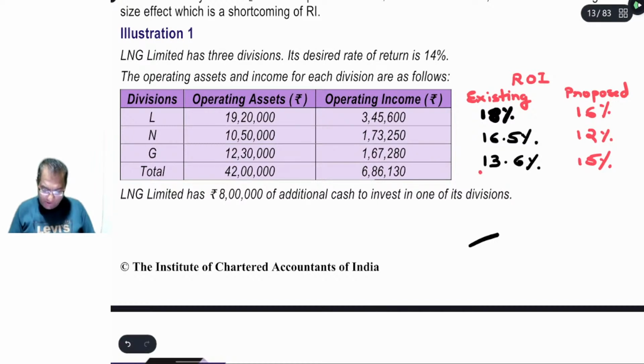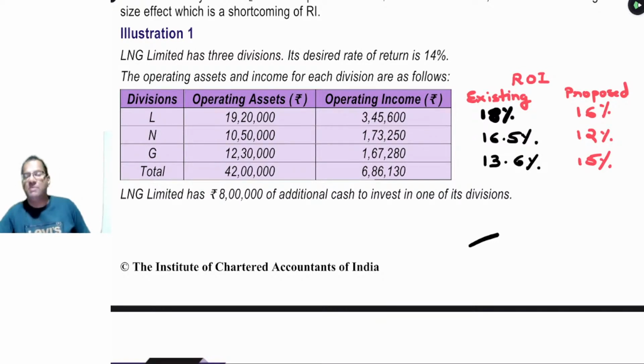Department G ROI is 13.6%, while the proposed ROI is 15%. Therefore, for requirement part number 2, the answer will be Department G would be the most eager among the 3 departments to accept the new investment decision. Now, requirement part number 3, who would be the least eager?